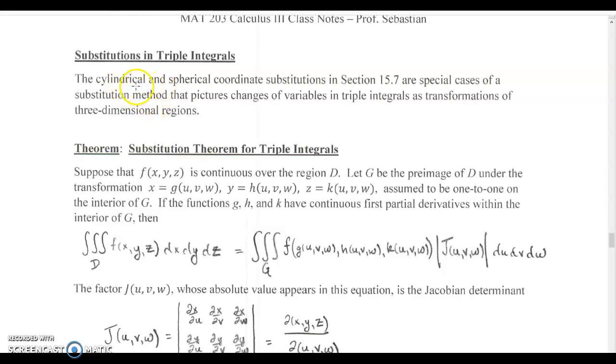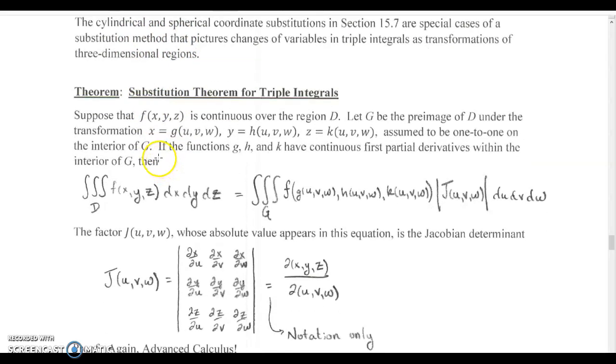But what I also want you to remember is that the cylindrical and spherical coordinate system substitutions we did in section 15.7 are special cases of that substitution method, and I'm going to talk to you about that down in example 97 and show you how that works.